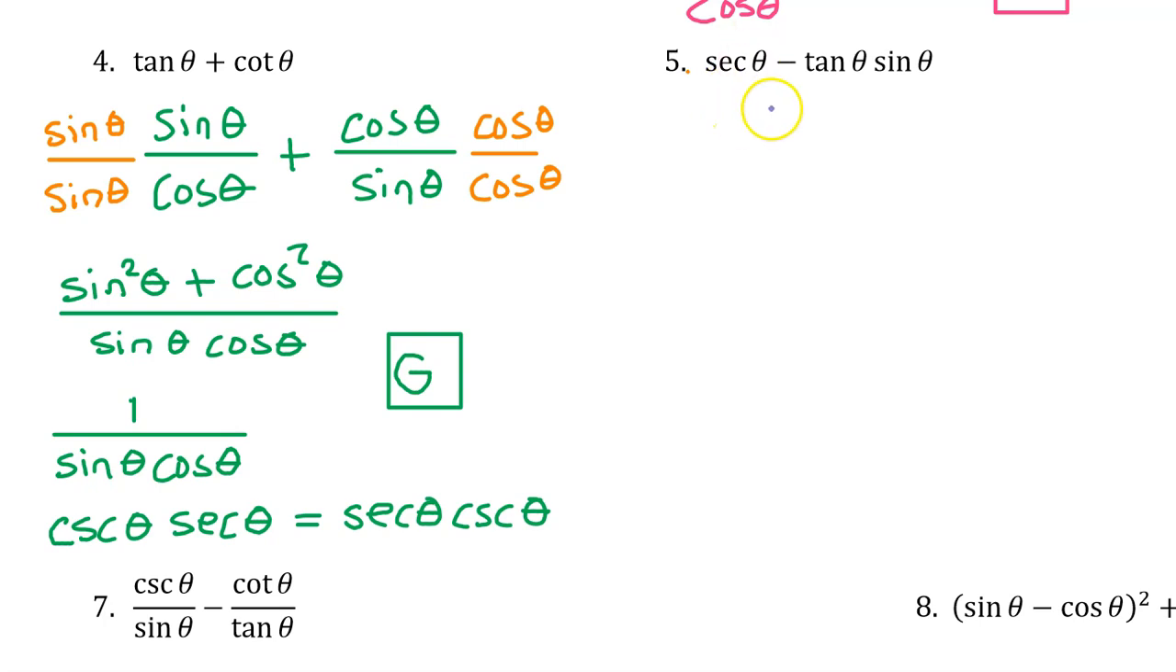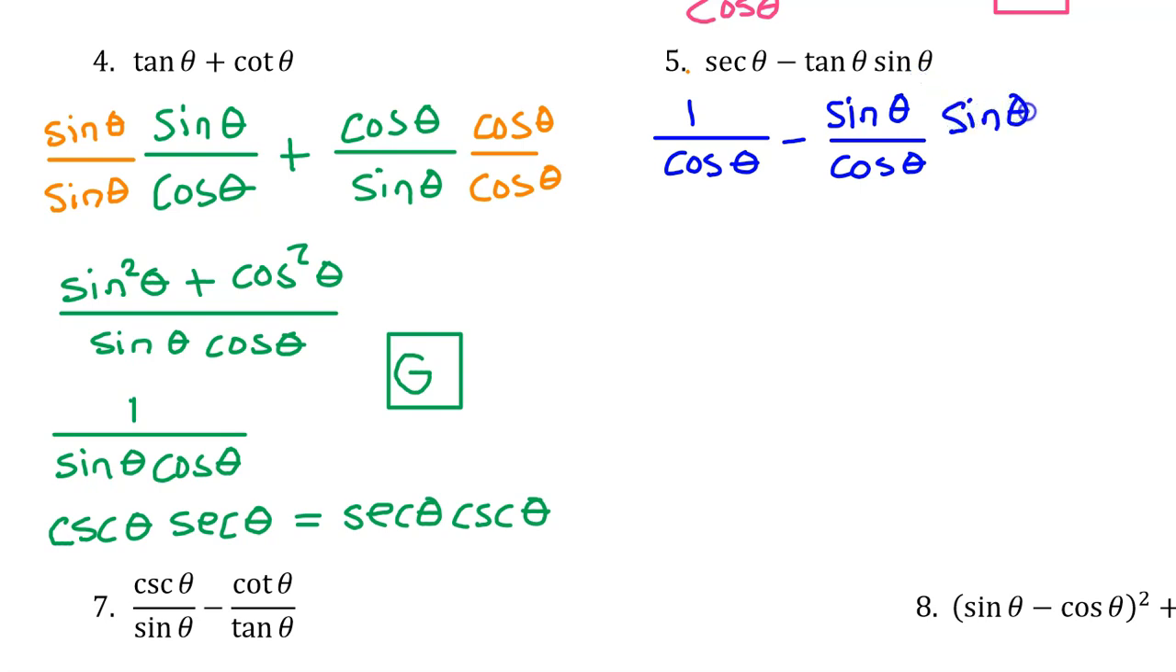Moving on to number 5, I think I'm going to use our favorite strategy of rewriting everything in terms of sine and cosine. Secant theta is 1 over cosine theta. Tangent theta is sine theta over cosine theta. And then times sine theta, which I will write as sine theta over 1.